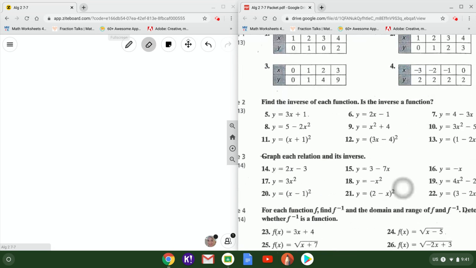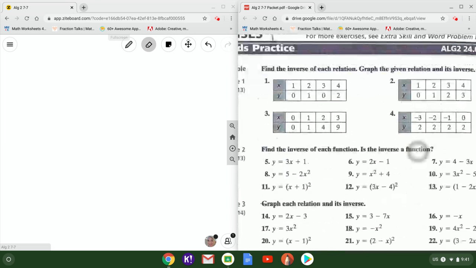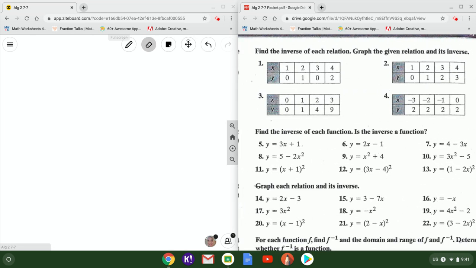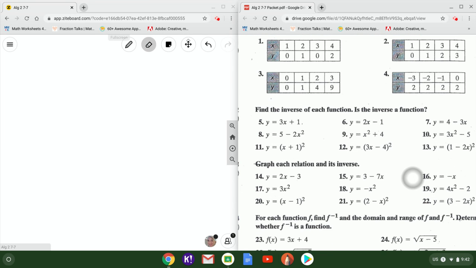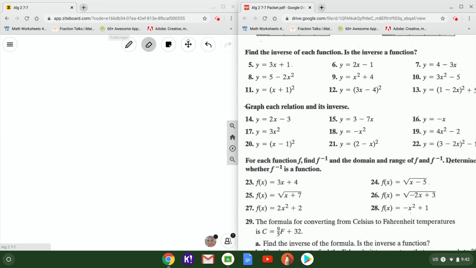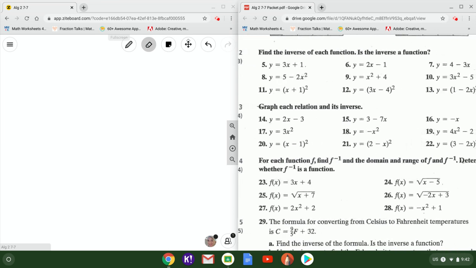I was going to give you just an example on how you're supposed to do some of these on 7-7 that talks about the inverse. So the inverse is when you flip the x and the y and you switch them places. For 1 through 4, you're just going to have to graph it on graph paper. You switch the x and the y's and you tell whether or not it's a function. On number 5, I was going to show you how to do number 5, which is 5, 6, and 7 are similar. And then maybe show you how to do like number 9 and 12 maybe.